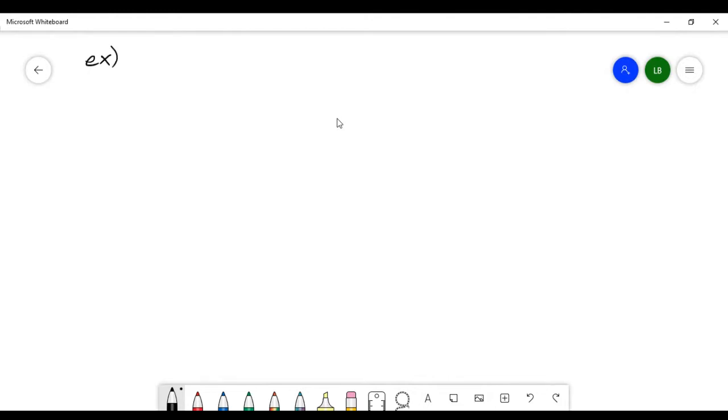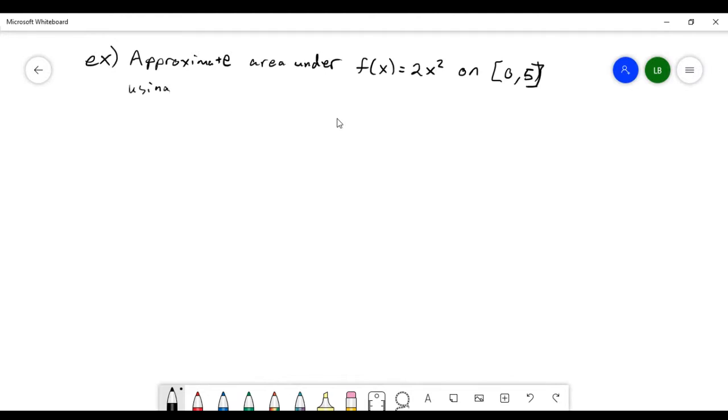So we'll go ahead and start off with an example. Let's say you want to approximate the area under this function f of x equals 2x squared on the interval from 0 to 5 inclusive using 10 rectangles. So, in order to do this, we're going to need to first figure out what kind of calculations we should be doing.